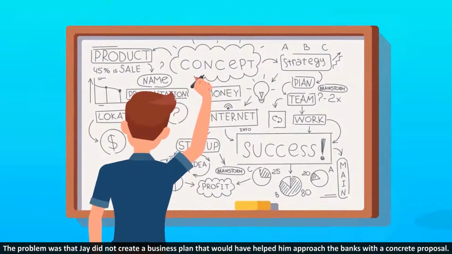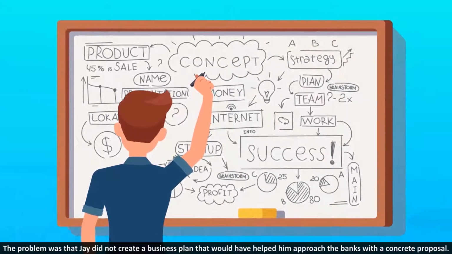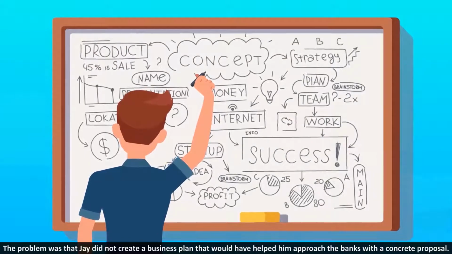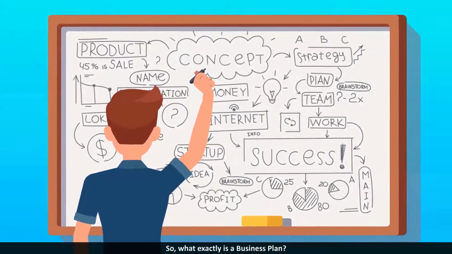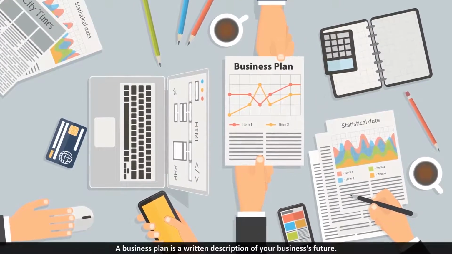The problem was that Jay did not create a business plan that would have helped him approach the banks with a concrete proposal. So, what exactly is a business plan? A business plan is a written description of your business's future.